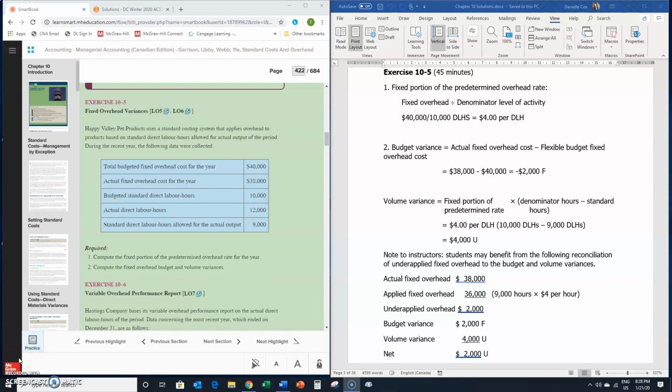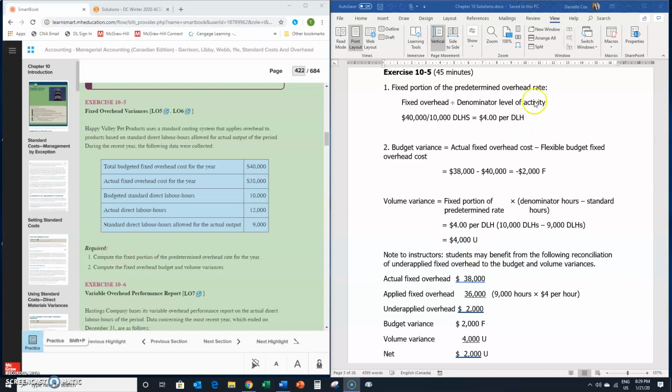Exercise 10-5. Happy Valley Pet Products uses a standard costing system that applies overhead to products based on standard direct labor hours allowed for actual output of the period. During the recent year, the following data were collected, so we're given some information there, and then we are asked, number 1, compute the fixed portion of the predetermined overhead rate for the year.